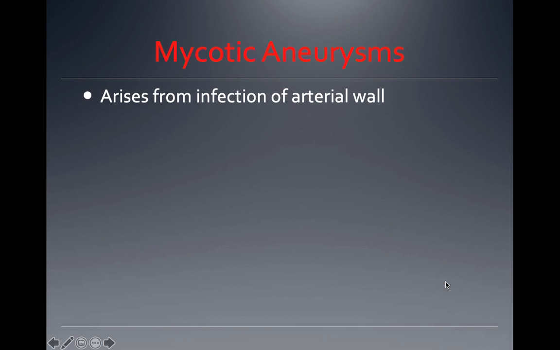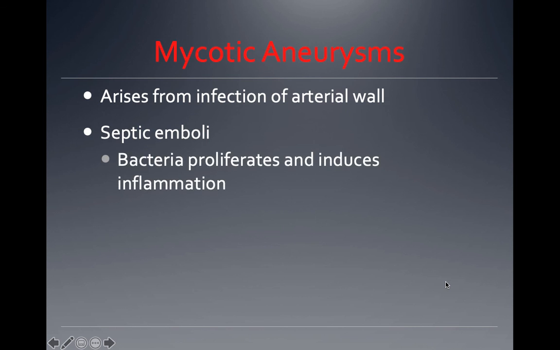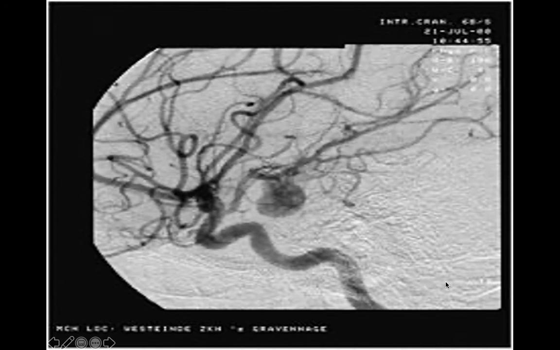Mycotic aneurysms arise from infection in the arterial walls, and this can produce a septic emboli, and bacteria proliferate, it induces inflammation, and the aneurysm can rupture. And so you can see right here a really nice scan showing you the aneurysm.